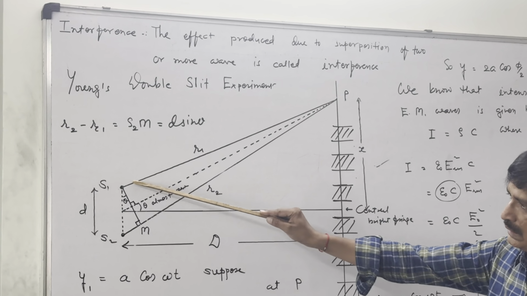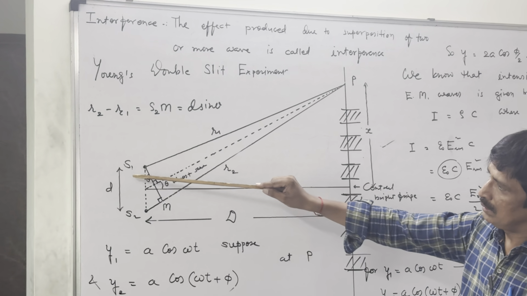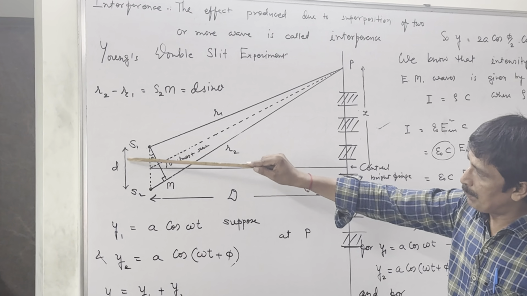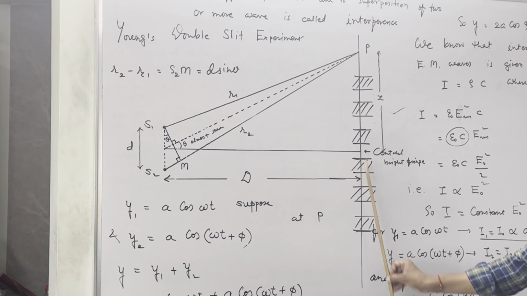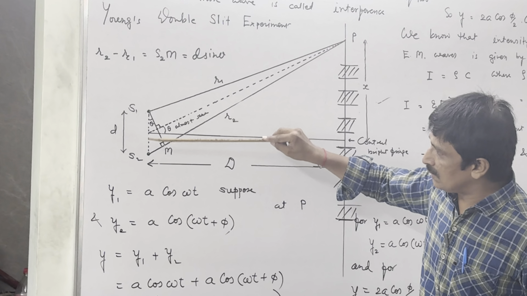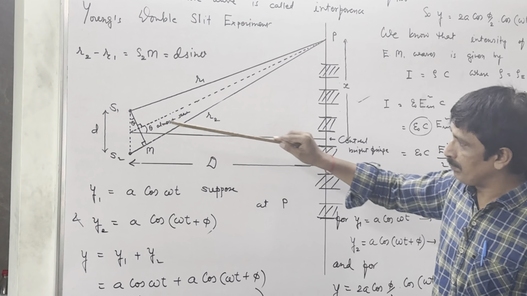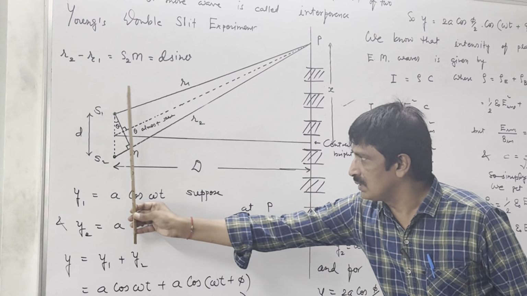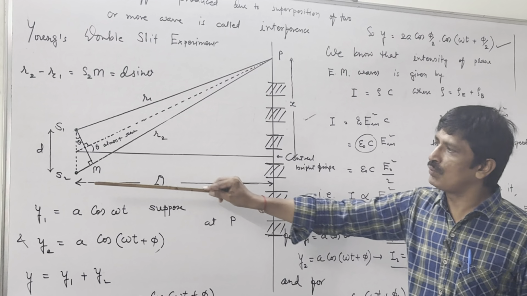These two are the sources S1 and S2, very small apertures with separation d. This one is the screen. The distance between the two sources is of the order of 1 mm, and the distance between the slit system and the screen is of the order of 1 meter.